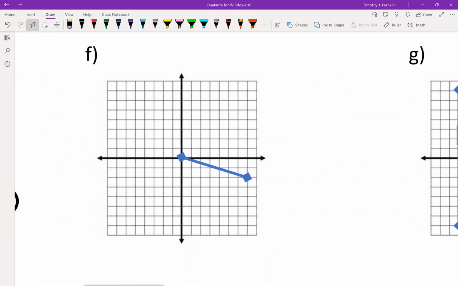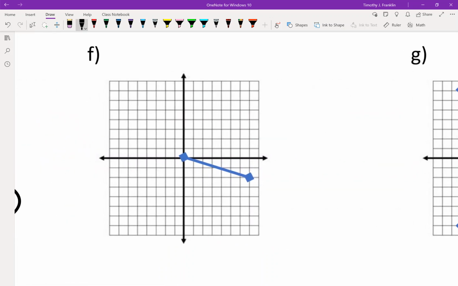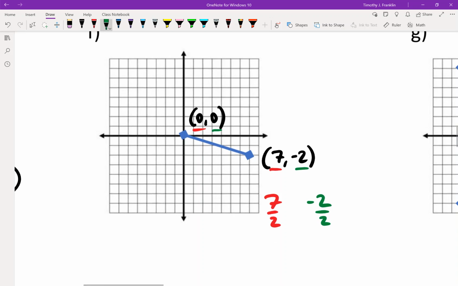All right, example F. This first point is 0, 0. And the second point, 7, negative 2. So again, we'll add up the x values. 7 plus 0 is 7, divided by 2. 0 plus negative 2 is negative 2, divided by 2.